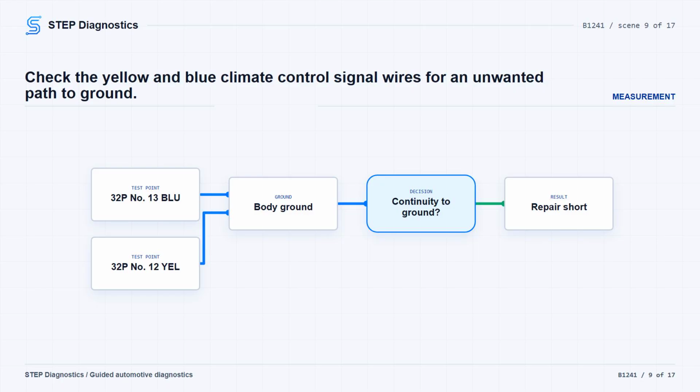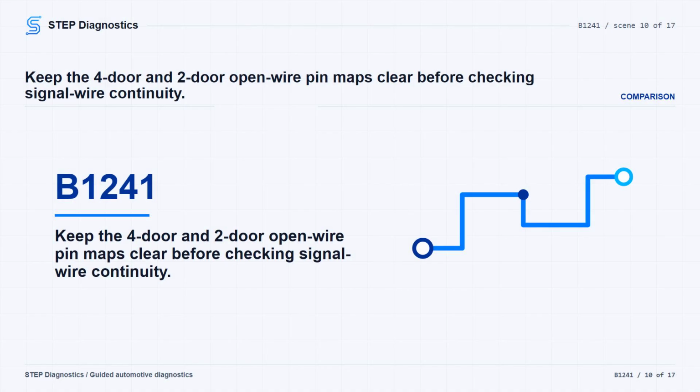If either circuit shows continuity to ground, repair the short to body ground between the climate control unit and the power transistor. If there is no continuity to ground, those two signal wires are not shorted to ground, so continue to the open circuit check. Now check continuity through the blower G to BLWG circuit and the blower V to BLWV circuit between the climate control unit and the power transistor.